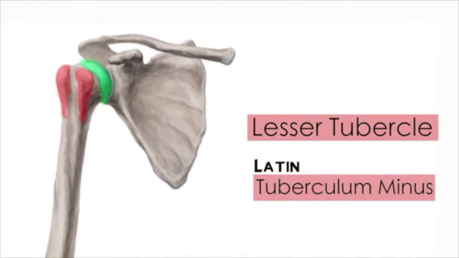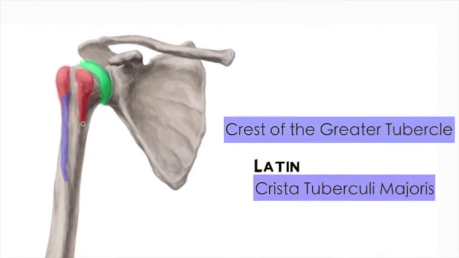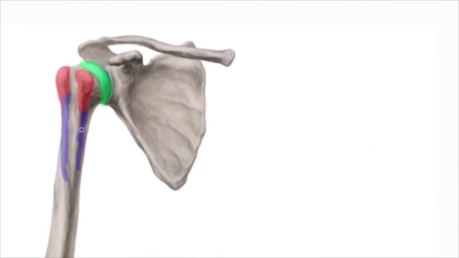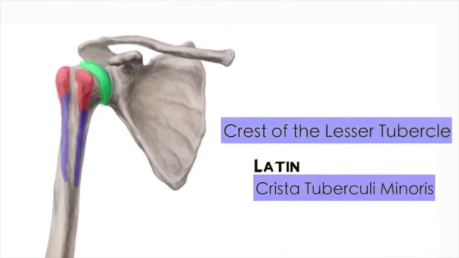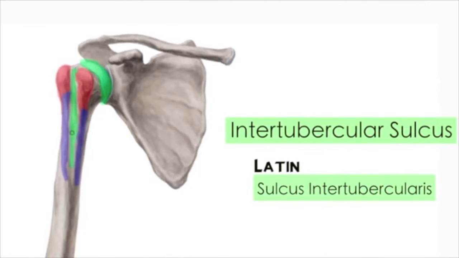Now as you can see, if you go down, the greater tubercle is forming a crest here, and it's known as the greater tubercle crest, or the crest of the greater tubercle. And also the lesser tubercle is forming another crest, known of course as the crest of the lesser tubercle. Now between these two crests formed by these two tubercles, you will find a sulcus known as the intertubercular sulcus. And it's also known as the bicipital groove.